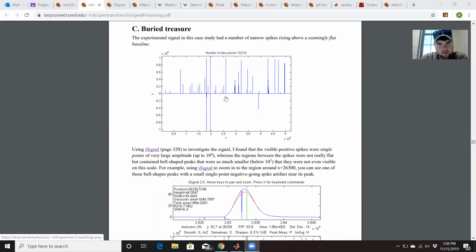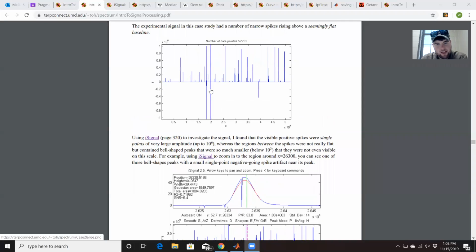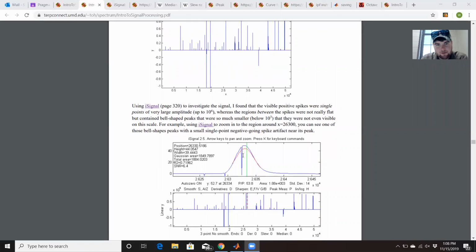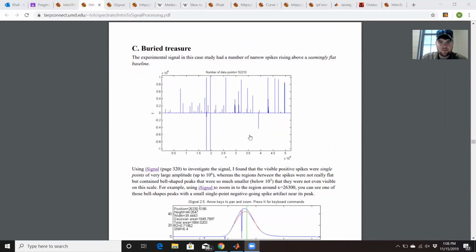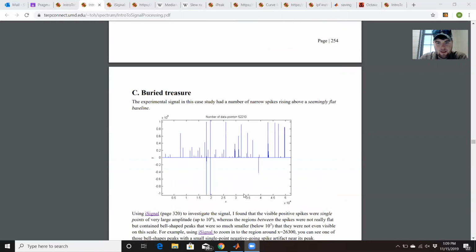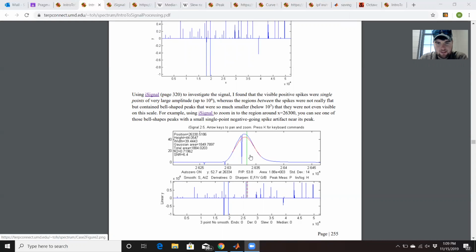Now, if one looks at this graph right here, it's easy to see that there's a flat baseline, or so one would believe at first. But when analyzed using the function iSignal, it is seen that this flat baseline is actually composed of many bell-shaped peaks within itself. This is because the amplitudes of these spikes are so much higher than these smaller amplitudes that when it graphs your data to fit it into the screen, it compresses it down and makes it where it's not even seen. But it is still very important to take into consideration.